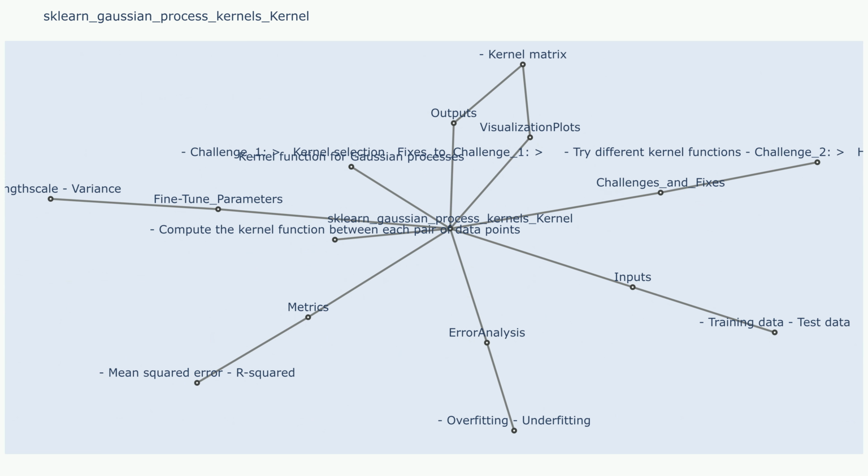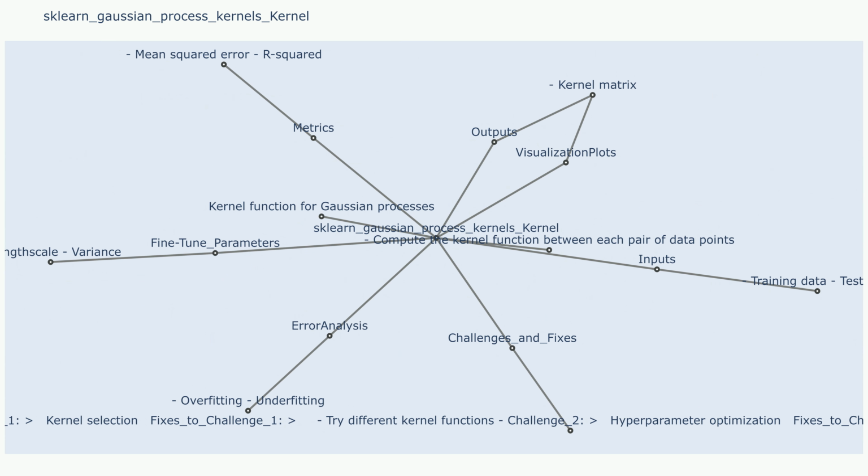Visualization plots. Kernel function plot visualizes the kernel function itself, revealing the shape and behavior of the similarity function. Predicted vs actual plot shows the predicted output values against the actual target values, providing an assessment of the model's accuracy. Fine-tune parameters. Length scale l controls the smoothness of the kernel.